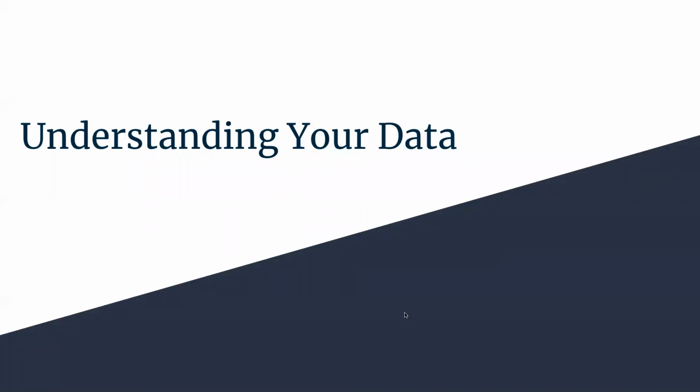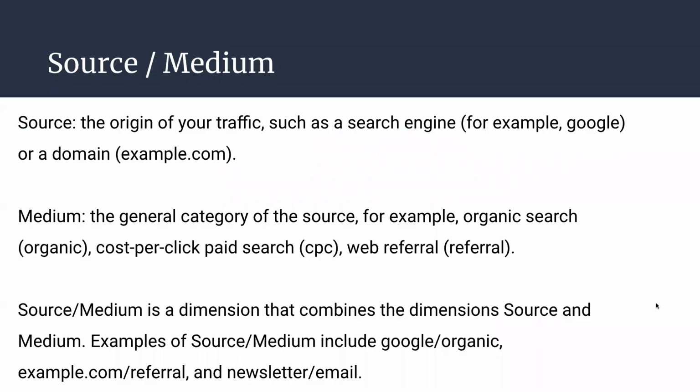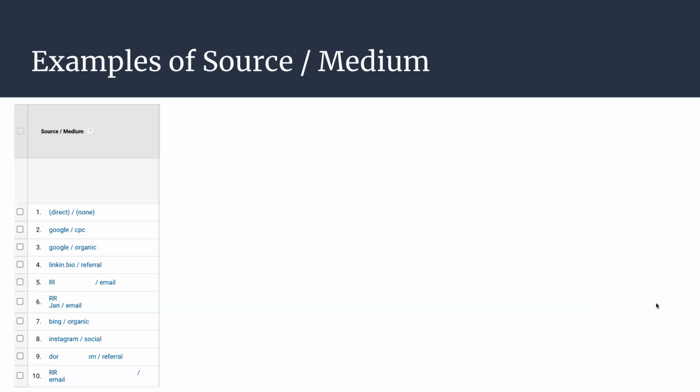So understanding your data. The source is the origin of your traffic, such as your search engine, your Google, your domain, and the medium is the category of the source. So that can be organic, it can be direct, cost per click, referral, email. And when you combine these dimensions, you're able to get a higher level overview of what's working and what's not, and it bunches it together for you so you can really understand.